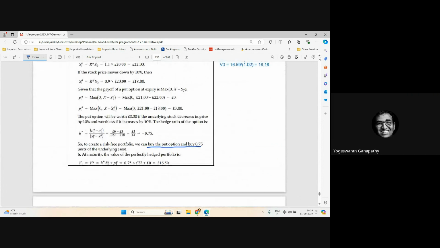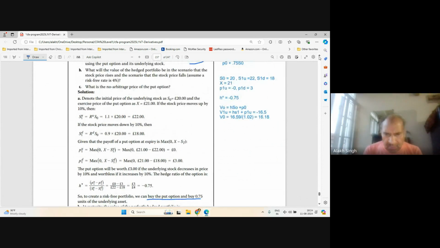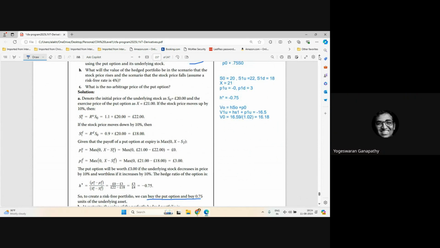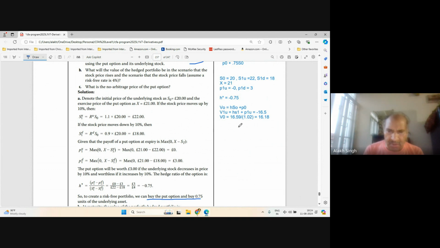Now, what is the price of the put option? That is V0 minus H into S naught. Very good. Let's calculate that as well. It is easy.